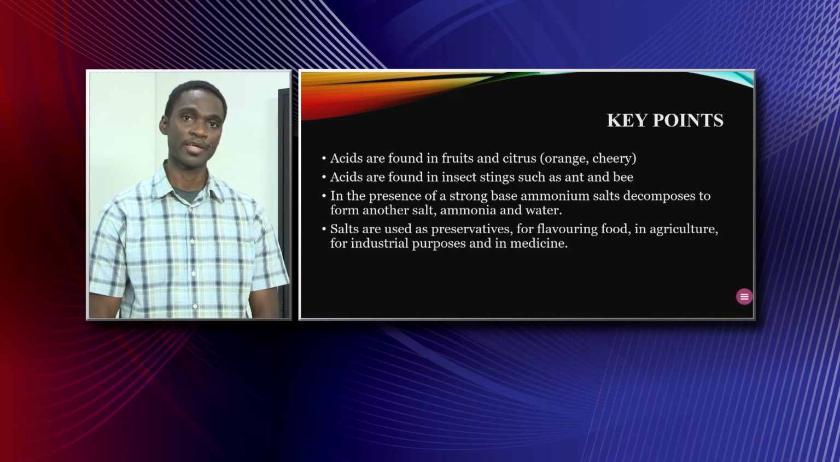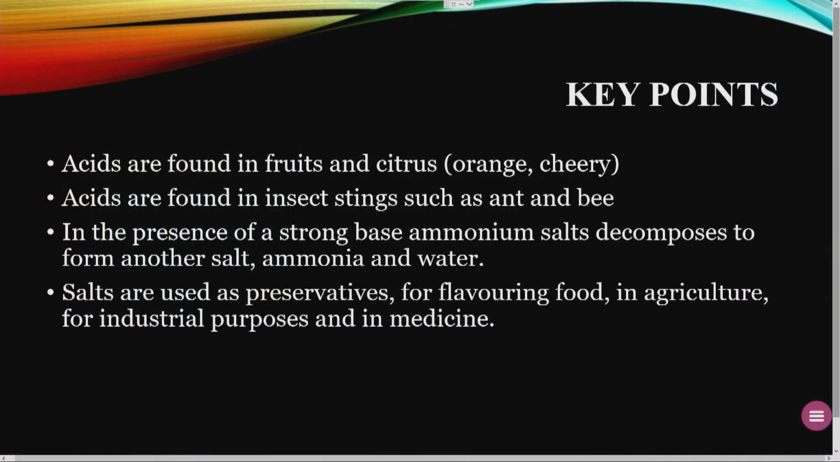Our key points to remember in this lesson are that acids are found in fruits and citrus, such as oranges, cherries, and even mangoes. Acids are found in insect stings, such as those of ants and bees. In the presence of a strong base, ammonium salt decomposes to give another salt, ammonia, and water. Salts are used as preservatives, for flavoring food, in agriculture, for industrial purposes, and in medicine.